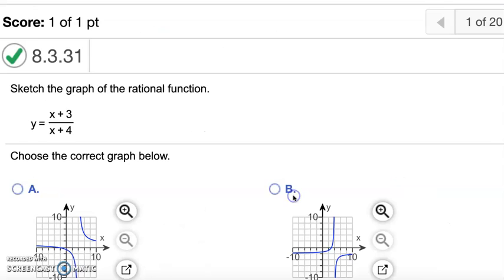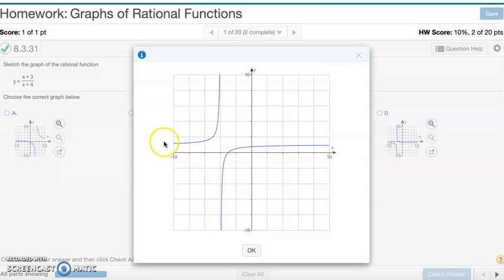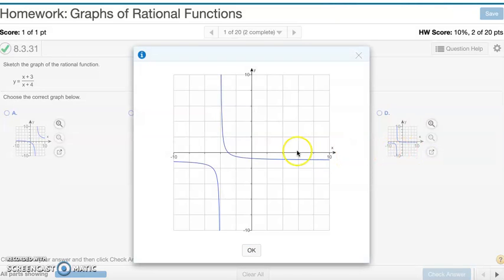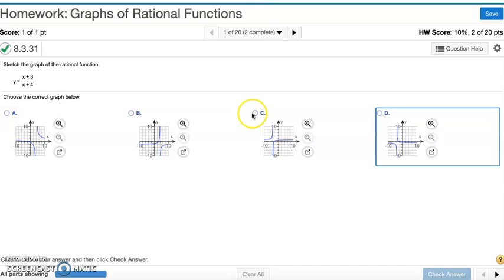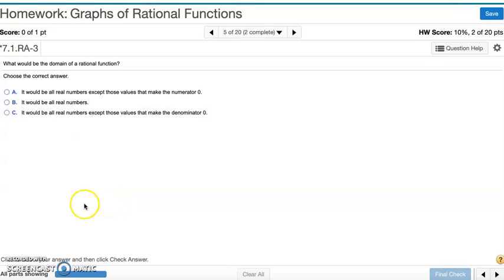So zoom this back out, looking at C, and this does have horizontal asymptote at 1. Looking at D, its horizontal asymptote is at -1. So that means C is going to be our answer. And that's number 1. So number 5, what would be the domain of a rational function?